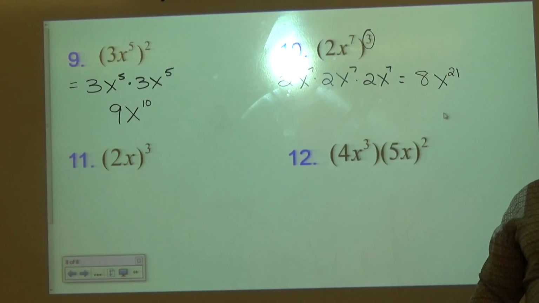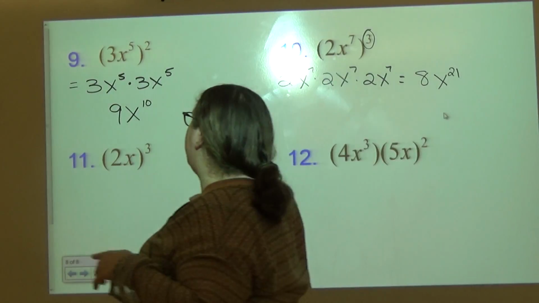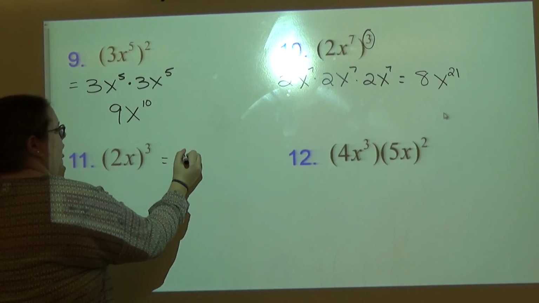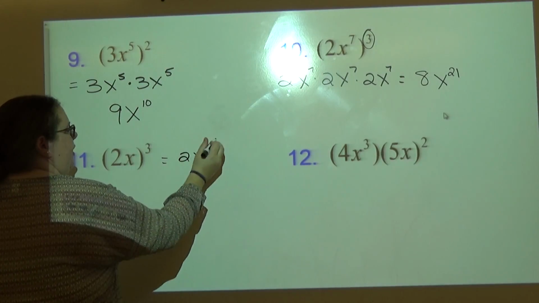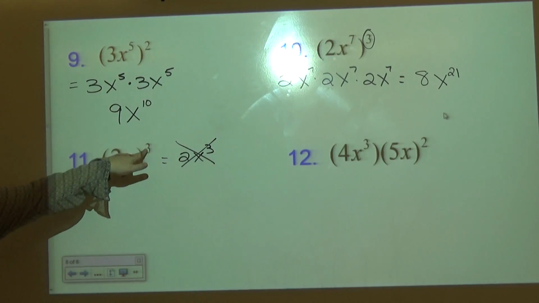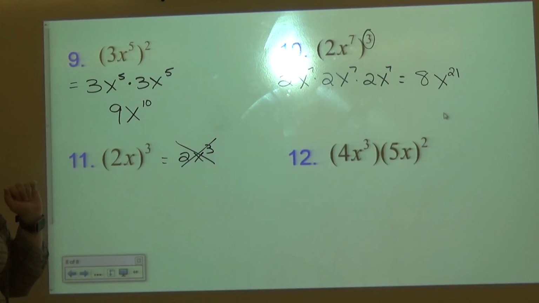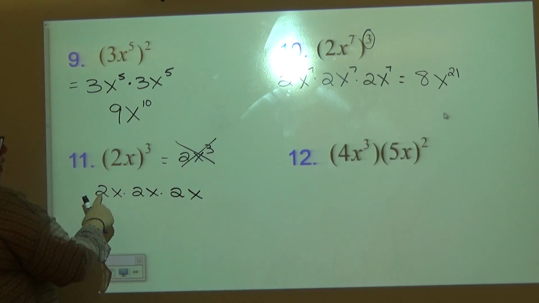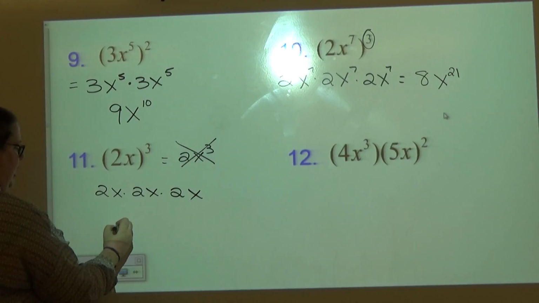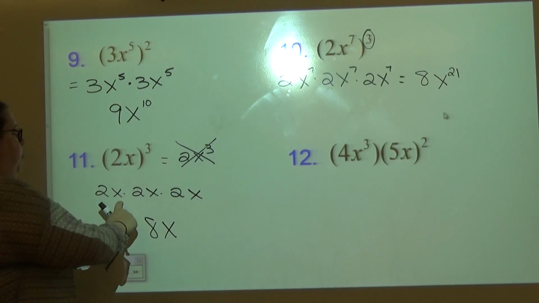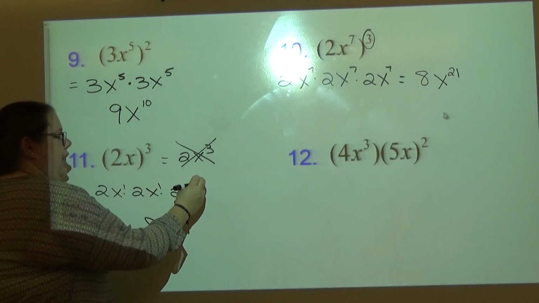Alright, number 11 is one that messes with students a lot. Again, another reason I like writing it out. I see a lot of students tell me, this is 2x to the 3rd. That is wrong. It is not 2x to the 3rd. And that's why writing it out is really helpful. Don't forget that number in front is also being raised to the exponent. 2 to the 3rd. So 2x times 2x times 2x. 2 times 2 times 2, we just did, is 8. And how many x's are being multiplied? 1, 2, 3. Put those little ones in if it helps.